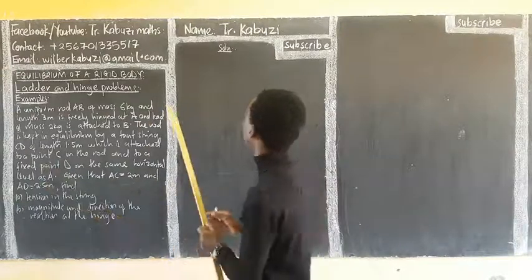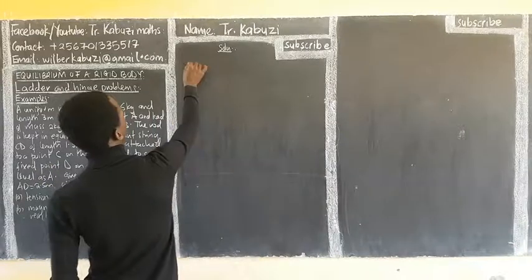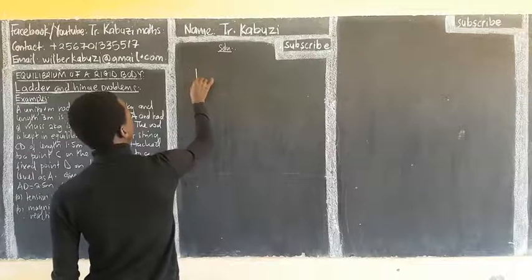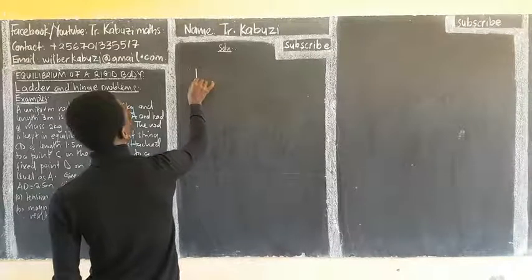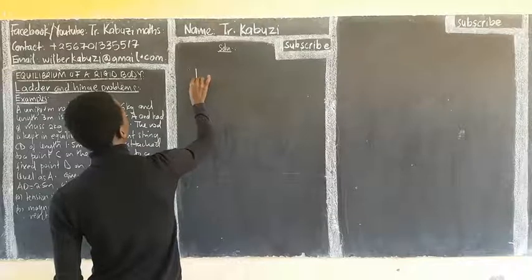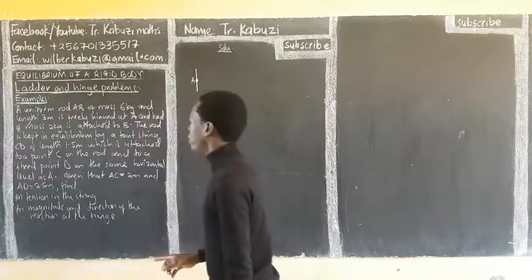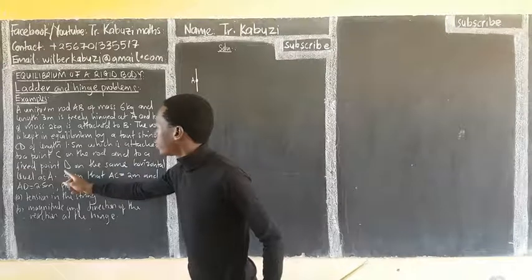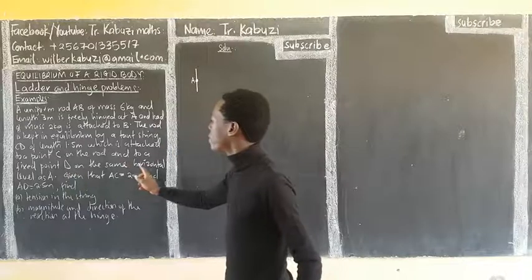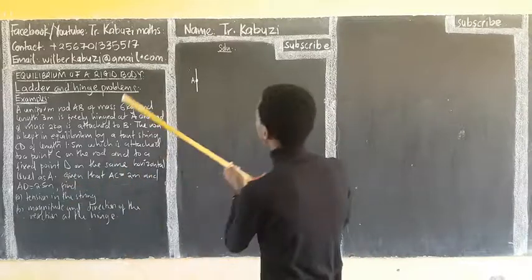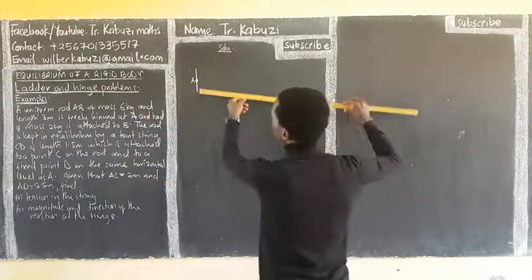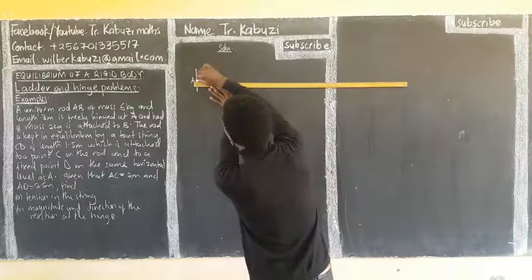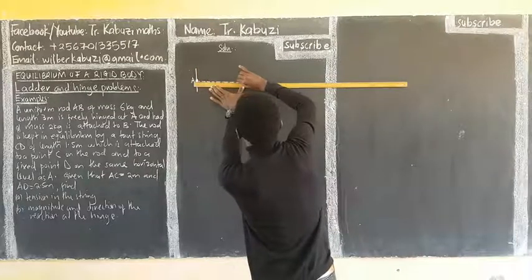So start with a simple sketch. Okay, we have our rod. Let's assume that our rod is going to be hinged at this point here, so let's assume that our point A is here. And then there is a string which is fixed at a point on the same horizontal level as A. This is the same horizontal level, as you can see.